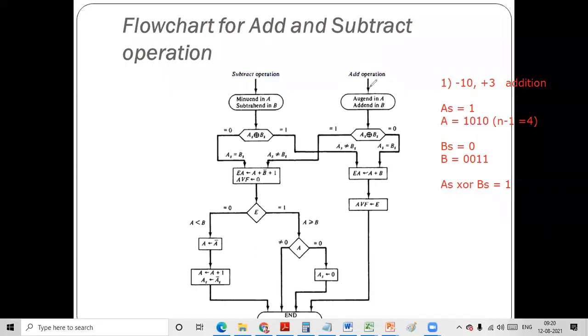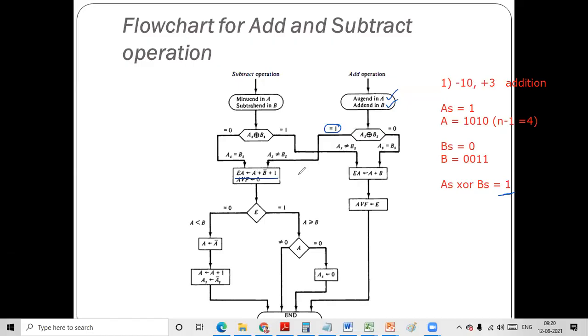So add operation, my addend is in A, my addend is in B, and I have performed XOR operation between the signs. We got it as 1. It means different signs. So when the signs are different, I have to go by subtraction. Okay, right? So this flow in this path you have to come. Now what you have to do? You need to perform addition of 2's complement value of B to A.